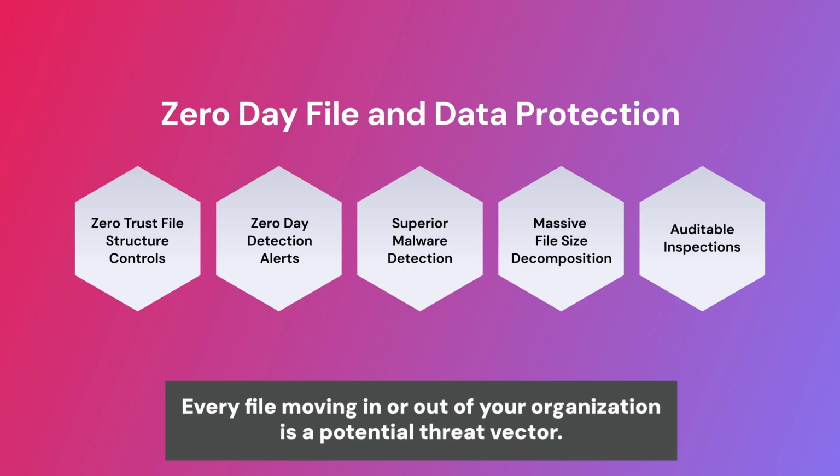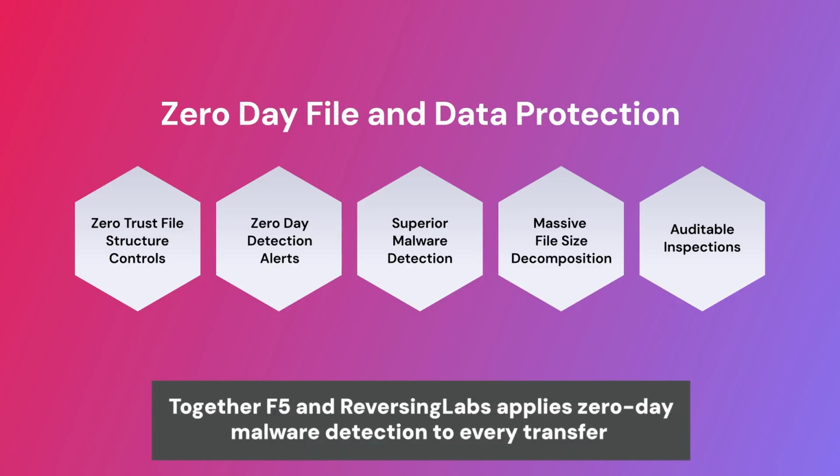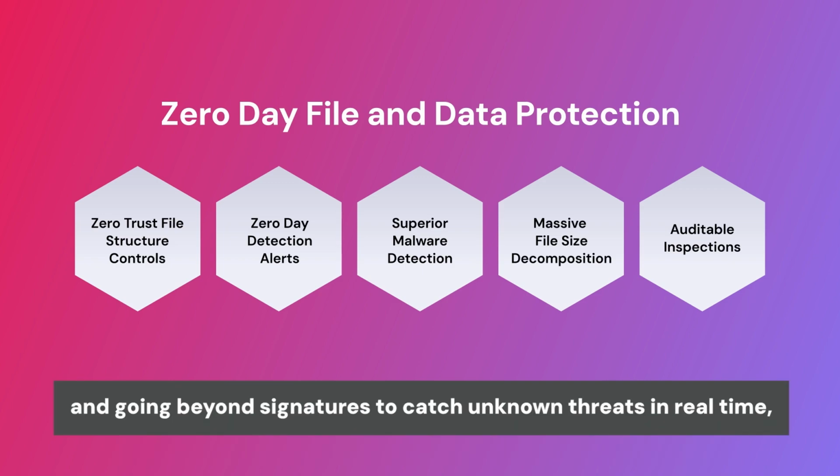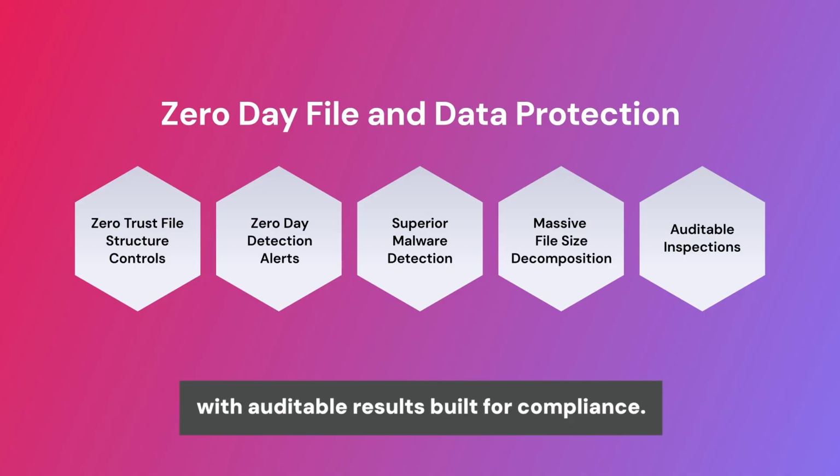Every file moving in or out of your organization is a potential threat vector. Together, F5 and ReversingLabs apply zero-day malware detection to every transfer, validating over 4,800 file types, unpacking complex files up to 100 gigabytes in size, and going beyond signatures to catch unknown threats in real time, with auditable results built for compliance.